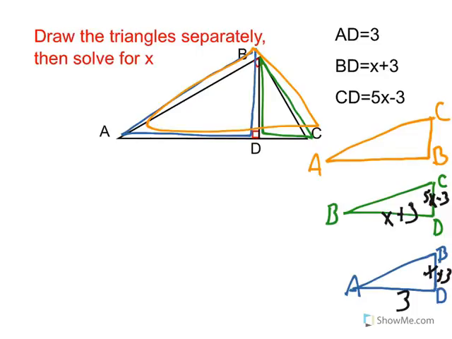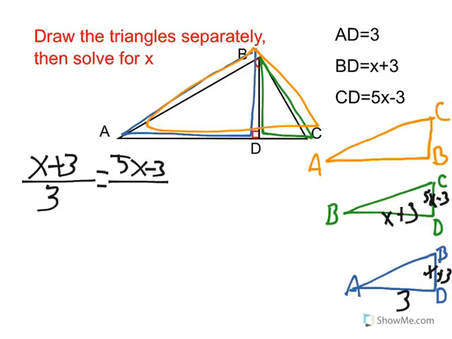So now that you have the triangles separated, it's a lot easier to see what the proportions would be. So x plus 3 would go over 3, and then 5x minus 3 over x plus 3. Now, as you see, I have the same expression diagonal from each other, and that's always going to happen. So if you don't have that, something may have went wrong. So then from there we can cross multiply.